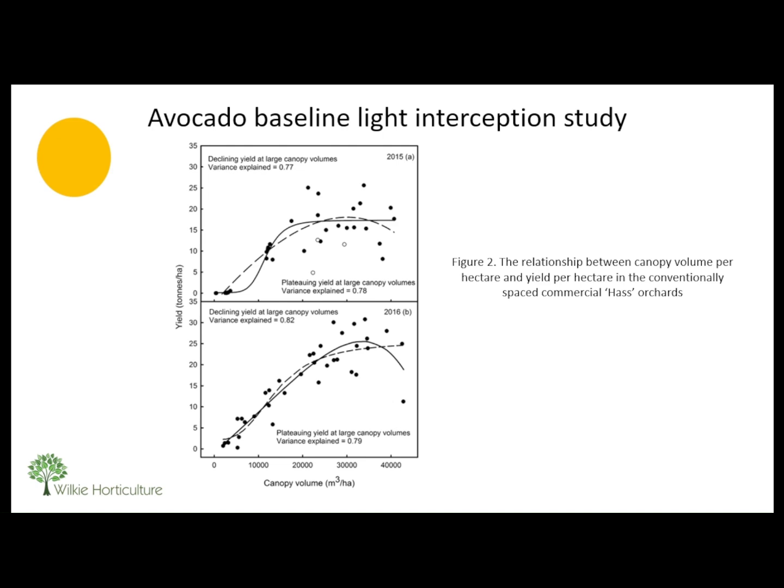Then we were unsure. One of the curves indicates that there is a decline in yield after you get above 30,000 cubic metres of canopy volume. The other curve is indicating that the plateau continues. For those who are interested in the stats of it, the declining curve here explains 0.77 of the variation. Down here it explains 0.82. Up here the plateauing curve explains 0.78 of the variation, and 0.79 down here. There's not a huge amount in it.